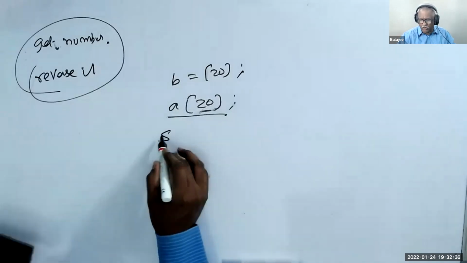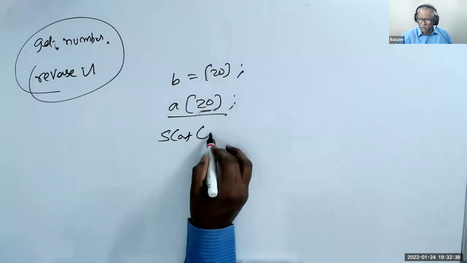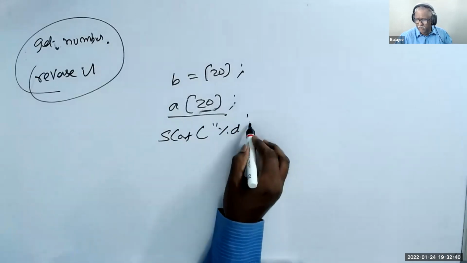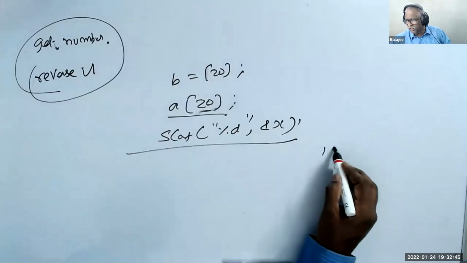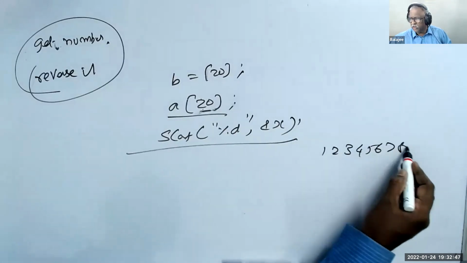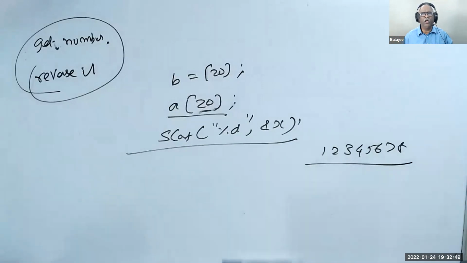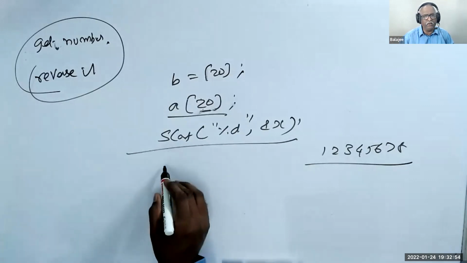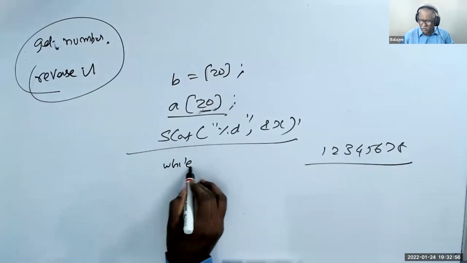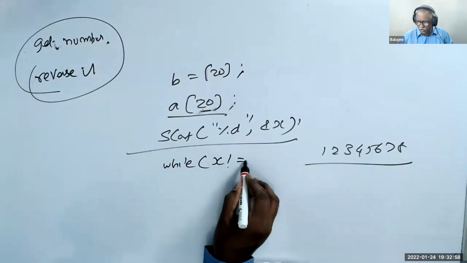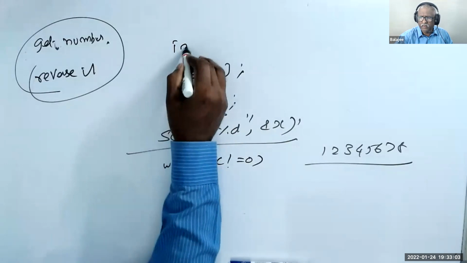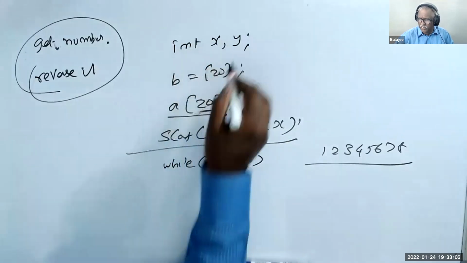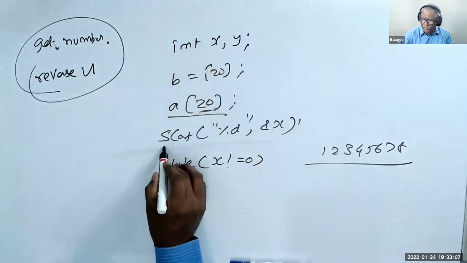I got a number, scanf, %d, comma, and x. You might have entered any big number, 1, 2, 3, 4, 5, 6, 7, 8. You can enter any big number. Doesn't matter how big your number is. I'm not bothered. Now I will write here while x is not equal to 0. I'll save x also, int x comma y. I save the number here. Y is equal to x.